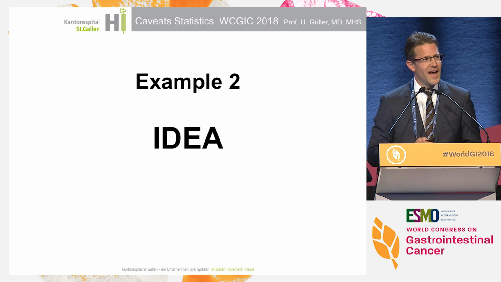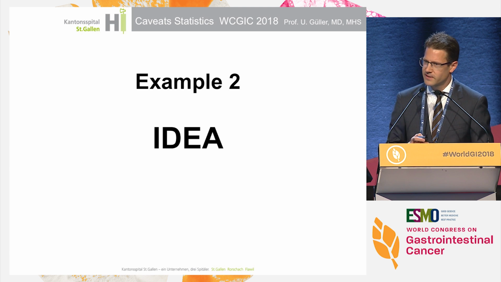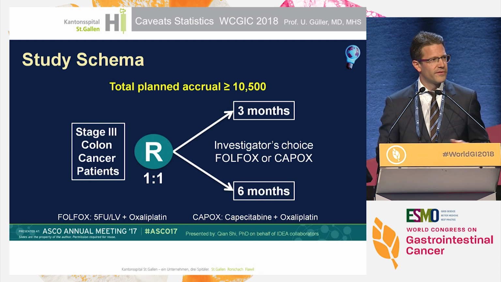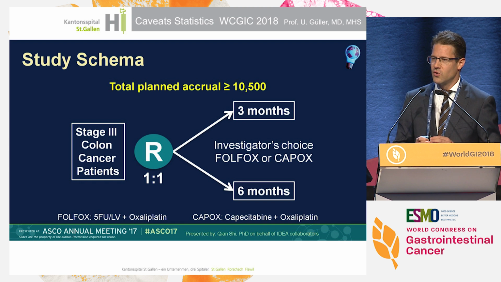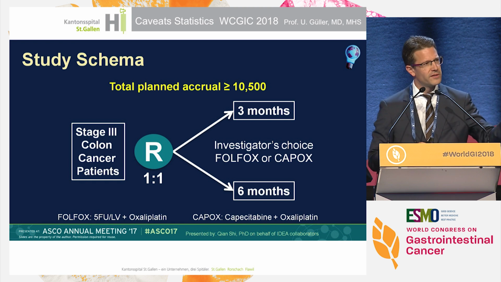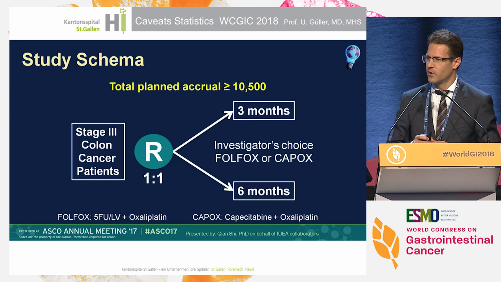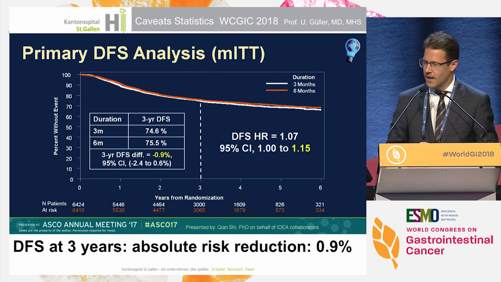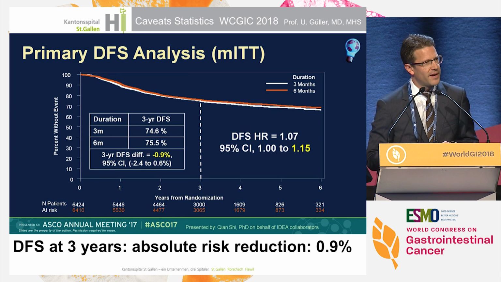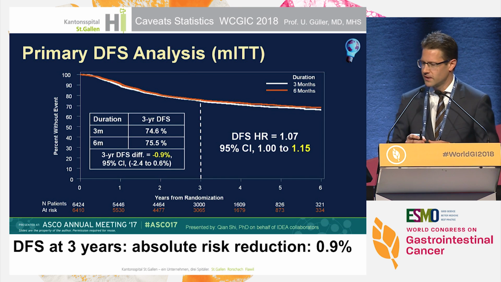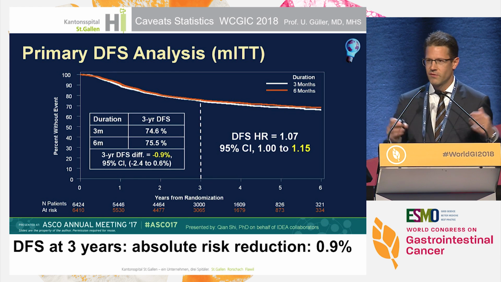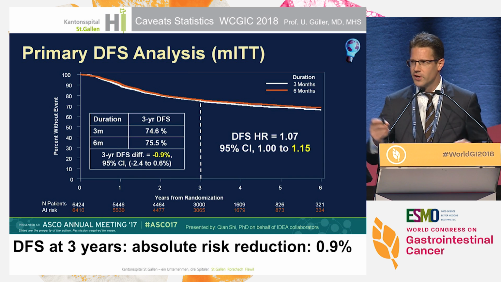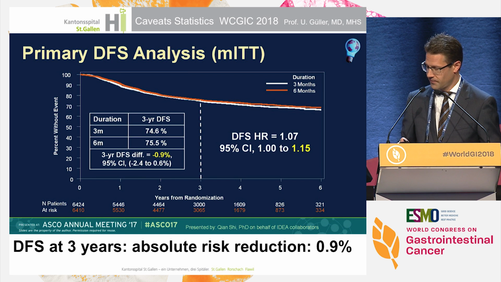I want to give another example from the IDEA study. It's a fantastic, fantastic trial. You're all very familiar with the IDEA study design: stage 3 colon cancer patients who were randomized 1:1 to 3 months of adjuvant chemotherapy versus 6 months of adjuvant chemotherapy, CAPOX or FOLFOX. And the primary endpoint was disease-free survival at 3 years. And this is the Kaplan-Meier curves of the overall patient population. And you can see that the absolute risk reduction in the IDEA trial was 0.9%. So 3 months of adjuvant chemotherapy, very, very similar to 6 months of adjuvant chemotherapy.